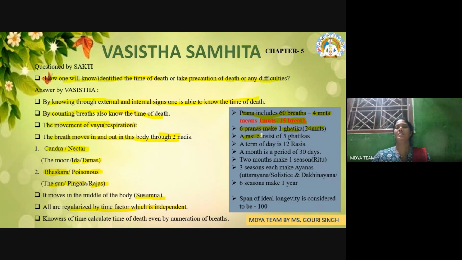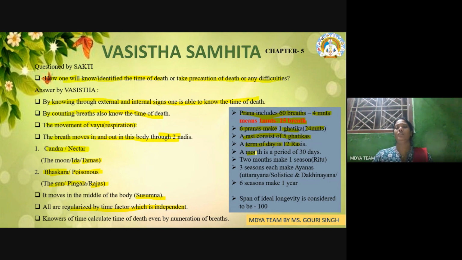A rasi consists of 5 ghatikas. Rasi means it is talking about the zodiac. A term of day is 12 rasis. It consists of all the 12 rasis going on in the whole day.